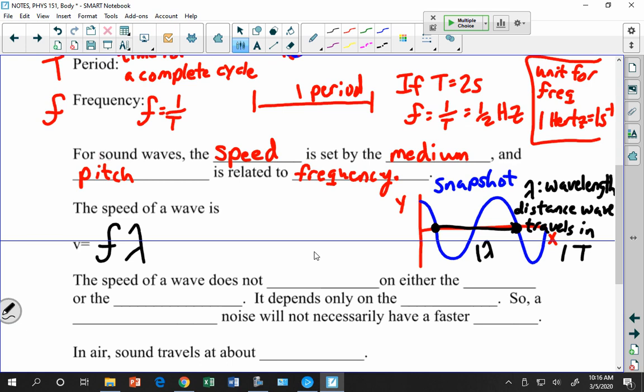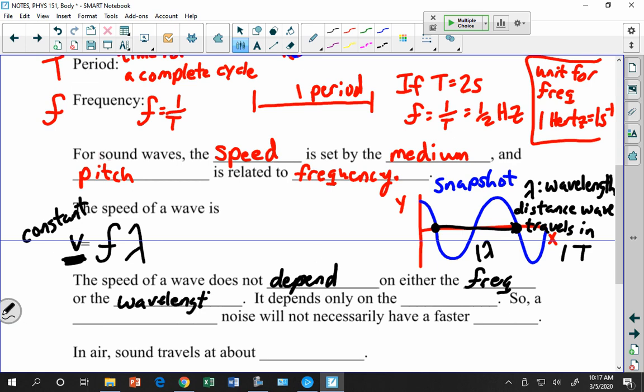That seems kind of strange, right? It seems like I'm contradicting myself. But the speed of the wave is constant. So this thing, V, does not change. It is constant. What changes is the frequency or the wavelength. So the speed of a wave does not depend on either the frequency or the wavelength. It depends only on the medium.